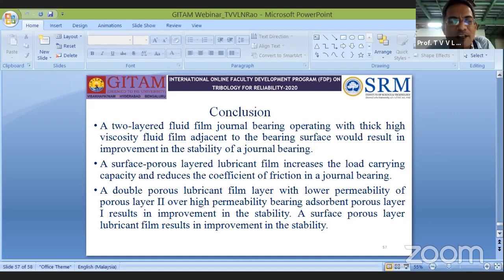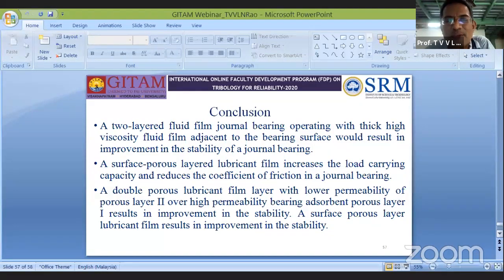But then more prominently, more dominantly, the work was with the high viscosity layers and the porous layers. And then we added up this combination of the surface porous layer combination. So the entire idea is that we are able to show to the designers that there is a great improvement in the performance of these bearings by incorporating these kind of films in the clearance space of the bearing. But of course, the challenge is to see them in practice and to get the results in practice. That's of course a big challenge.